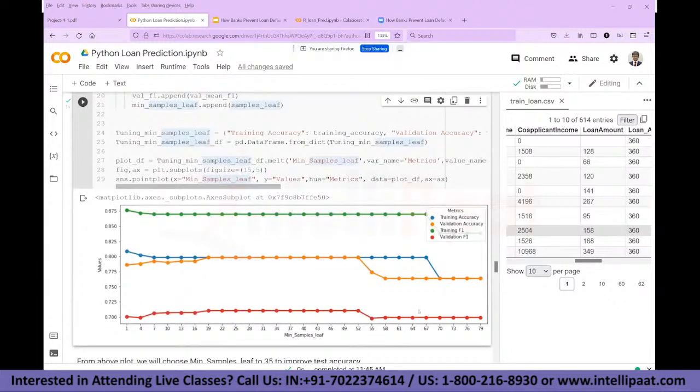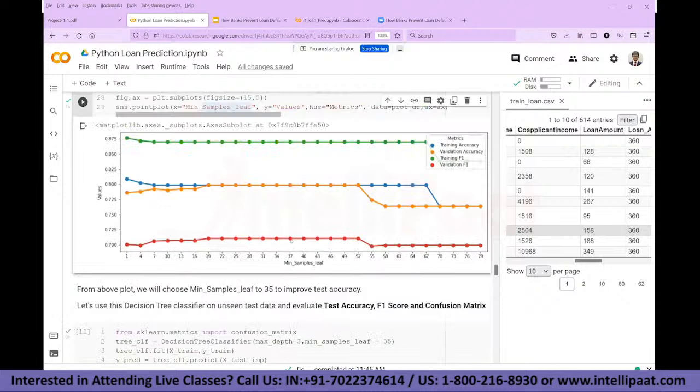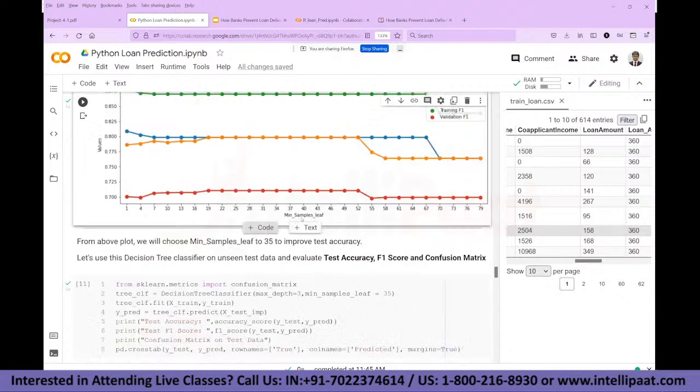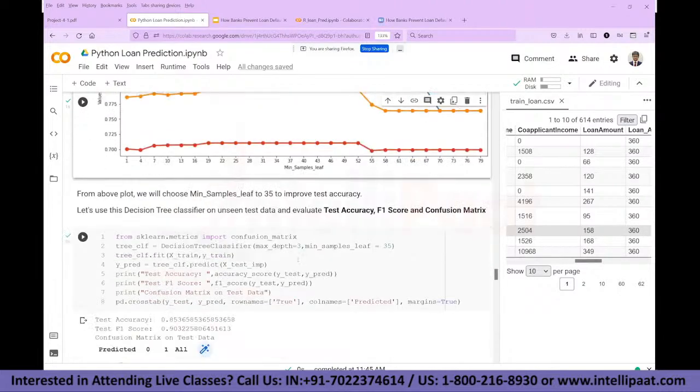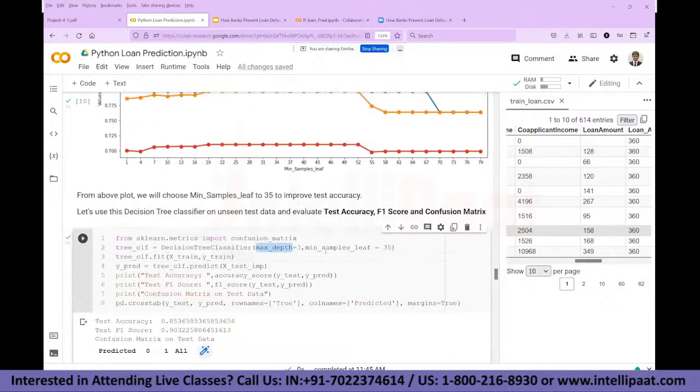Looking at this particular model, I'm getting the maximum validation accuracy at somewhere around 52, and it remains constant from 19 to 52. So if I use a minimum samples leaf of around 35, somewhere in the middle, that will be better to improve the test accuracy, because I'm getting this particular area. So I use a minimum samples leaf value of around 35, which is in the middle of the constant values between 19 and 52. So max depth equal to 3 and minimum samples leaf equal to 35 will give me better accuracy.